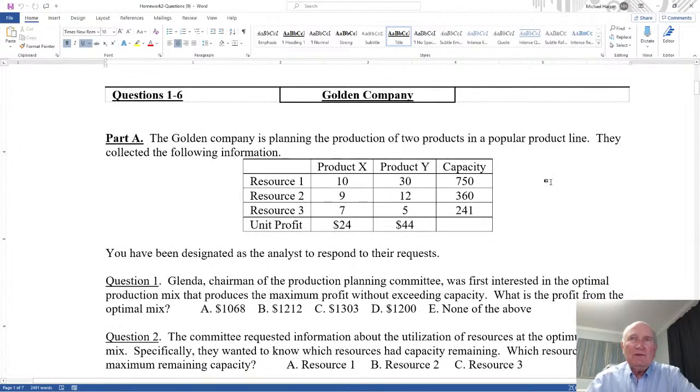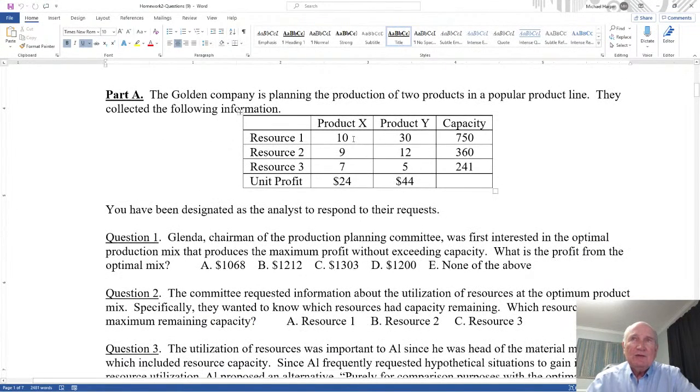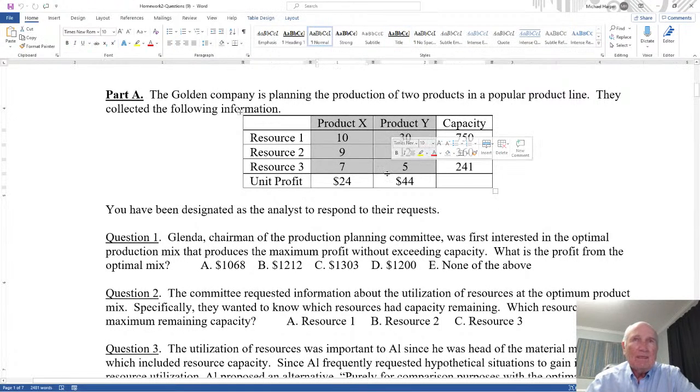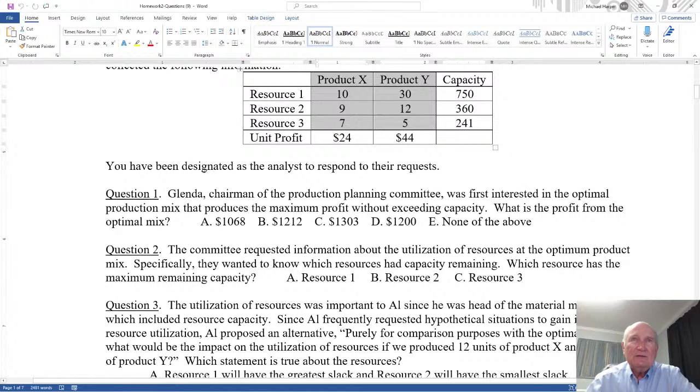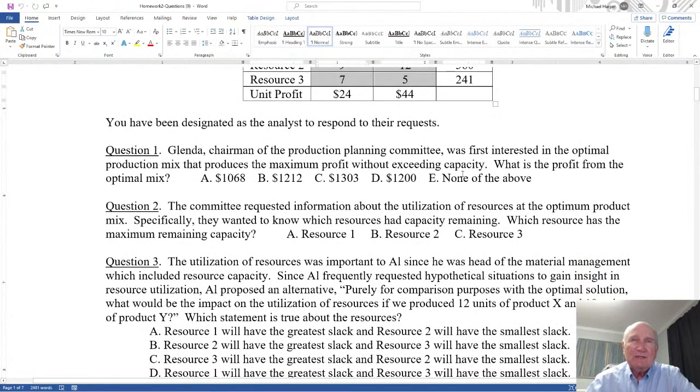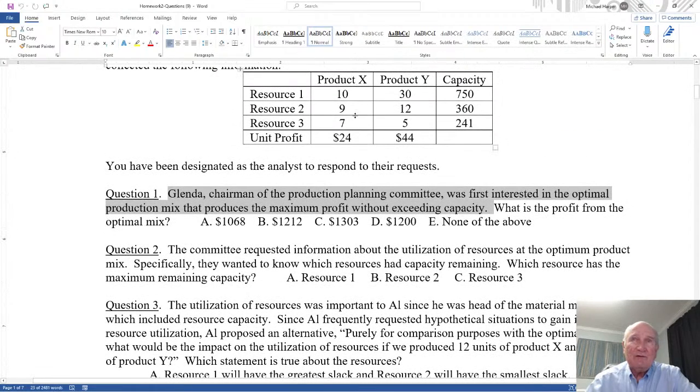And first of all, this Golden company is planning the production of 2 products in their popular line. So this is just 2 products and 3 resources. Okay, you have been designated as the analyst to respond to the request. So we have a number of requests here. First of all, Glenda, chairman of the production committee, was first interested in the optimal production mix that produces the maximum profit without exceeding capacity. And that's just solving this.